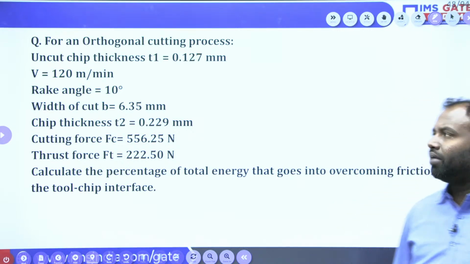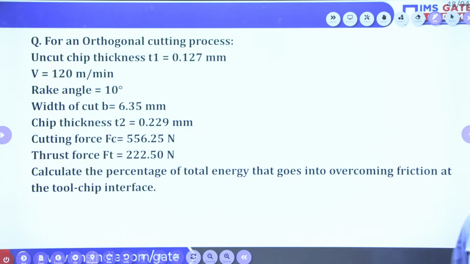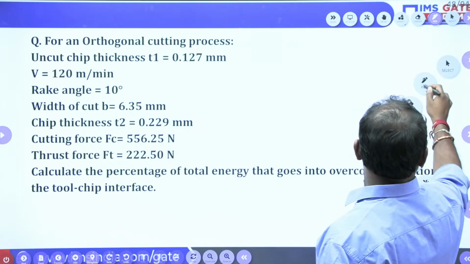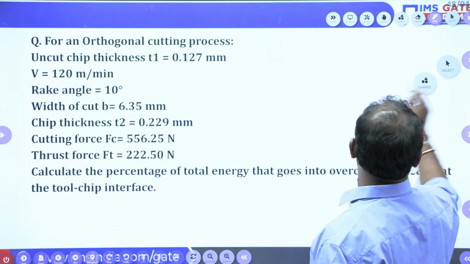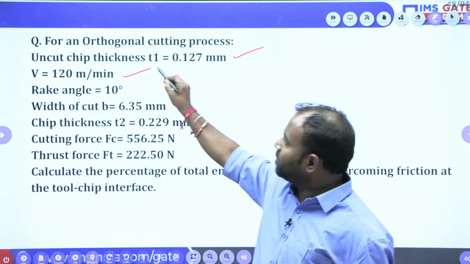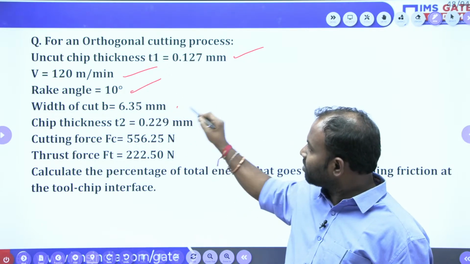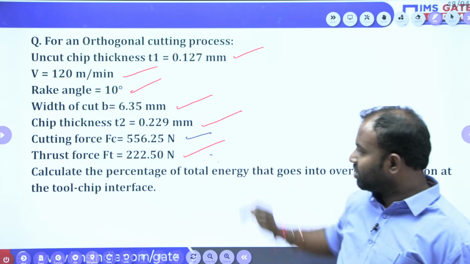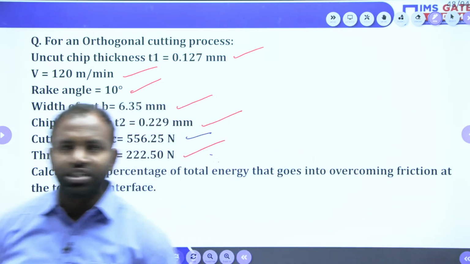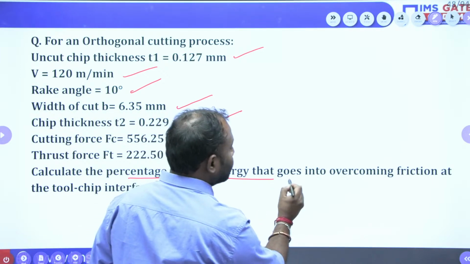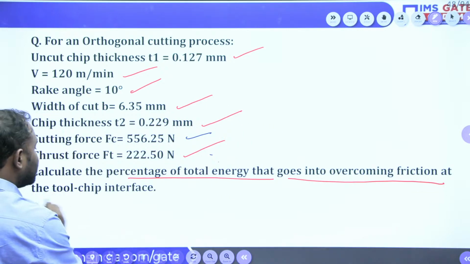Now have a look at this question. For an orthogonal cutting operation, uncut chip thickness t1 is given, cutting speed is given, rake angle is given, width of cut is given, chip thickness is given, and also cutting force and thrust force are given. What are we supposed to calculate? Calculate the percentage of total energy that goes into overcoming the friction at the chip-tool interface.